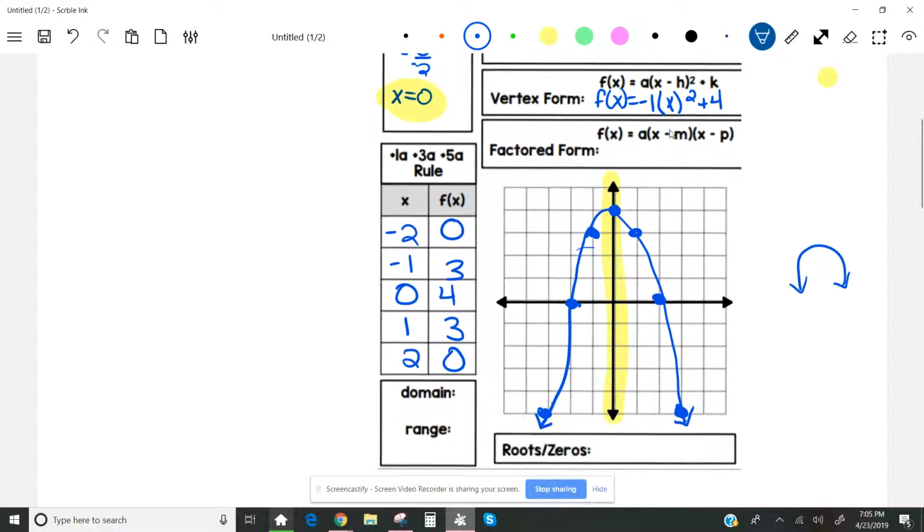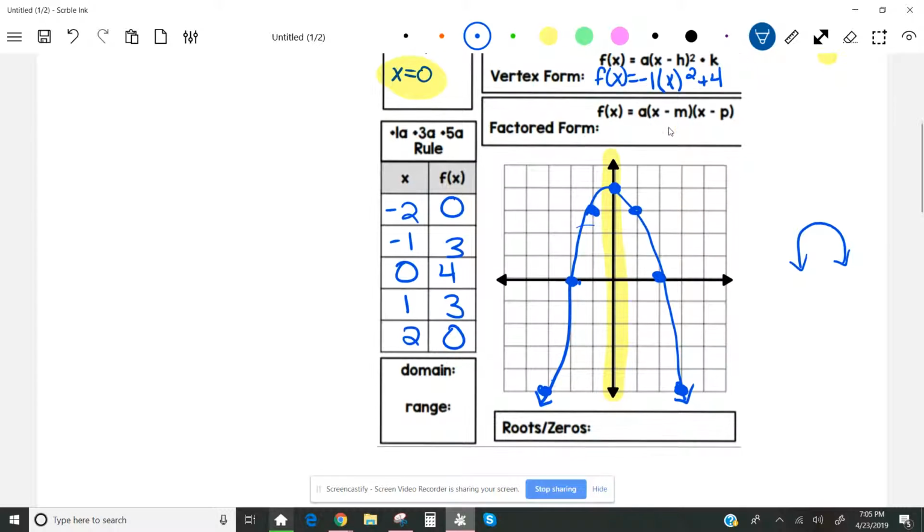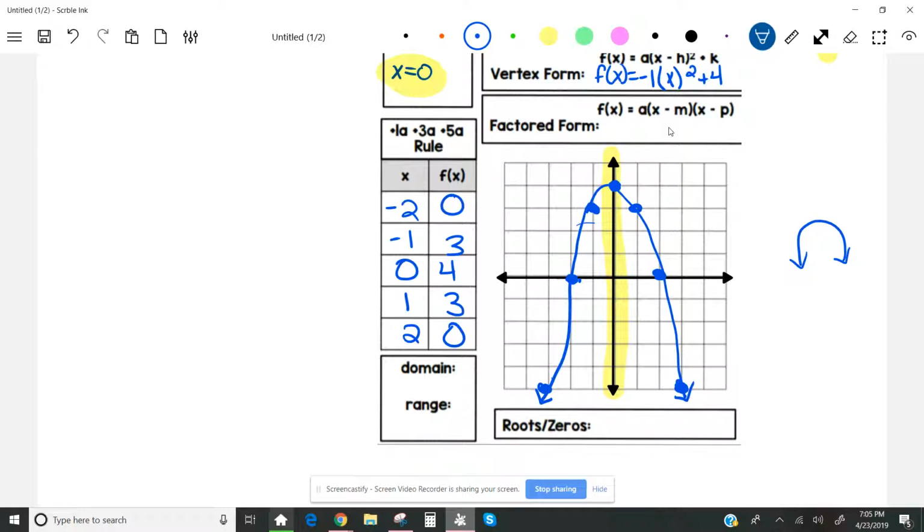That's our vertex form. And then in order to do our factored form, we need to find our roots or zeros, or we can also call them x-intercepts. And x-intercepts are where the graph crosses the x-axis. So it crosses the x-axis at negative 2 and at positive 2. So we have x equals negative 2, comma, positive 2. Those are our roots, our zeros, our x-intercepts. That's where our graph crosses the x-axis.